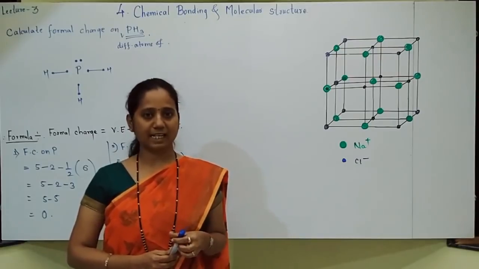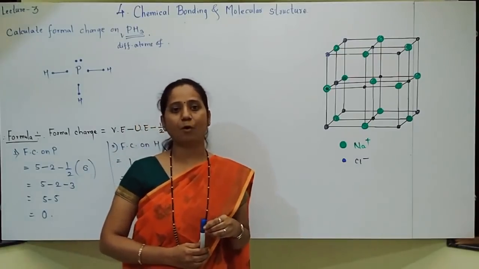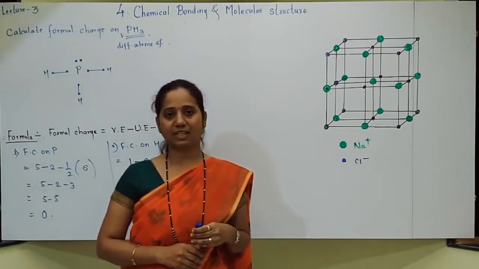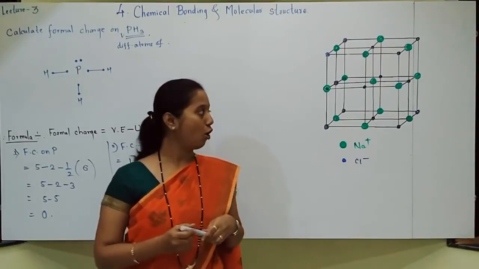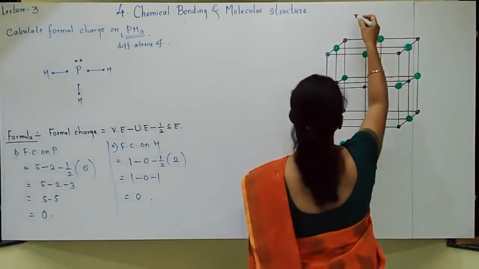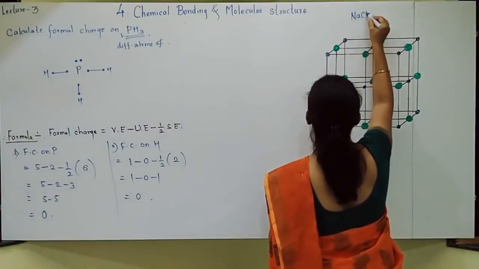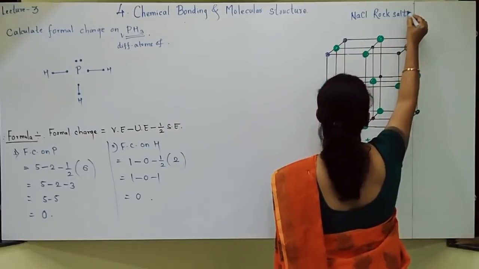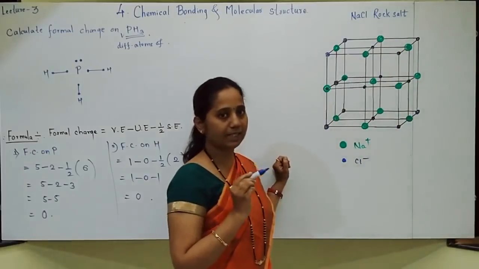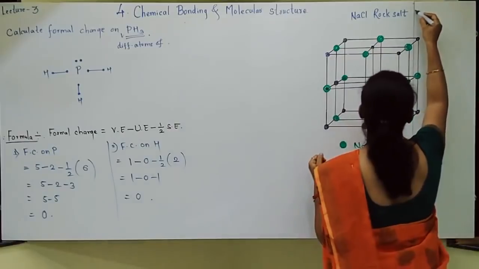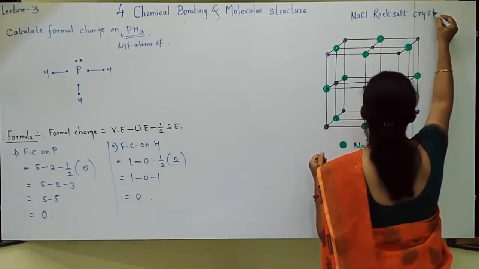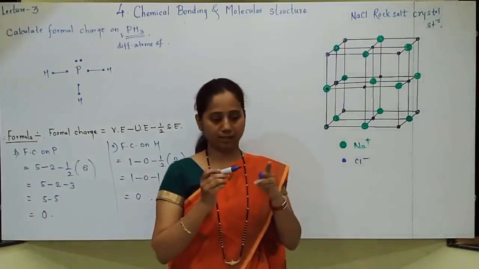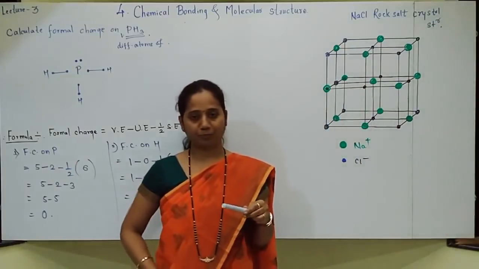In your NCERT textbook, for the electrovalent bond, they have given one diagram. Not much explanation is given, only the diagram of the NaCl crystal. NaCl means what, students? Rock salt, the salt which we use at home. The rock salt crystal structure is given in your NCERT textbook.